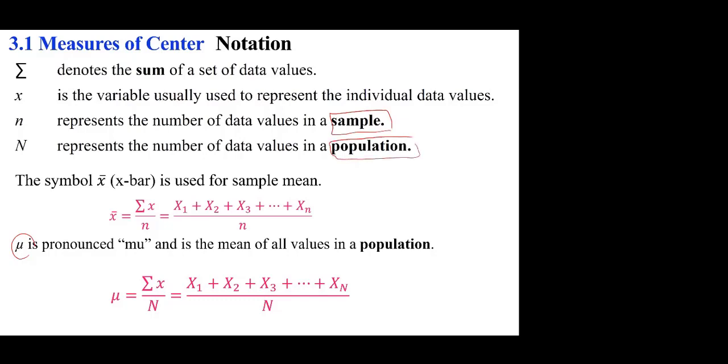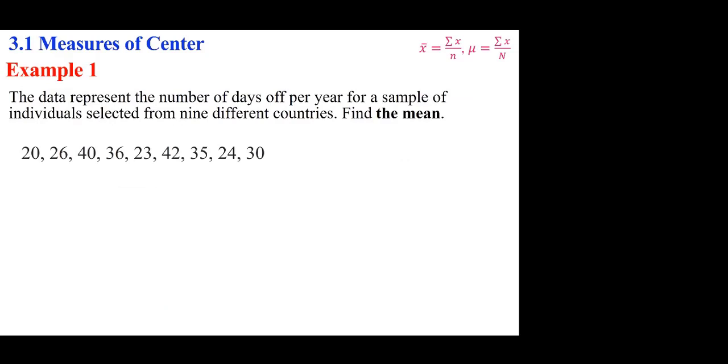That is extremely important. The data represents the number of days off per year for a sample of individuals selected from 9 different countries. Find the mean. If you look at the top right, I have given you the formulas. You are familiar with the concept and know how to find the mean. But it is important to know that it is a sample, just a few, and therefore we use X bar, or summation of X over n.